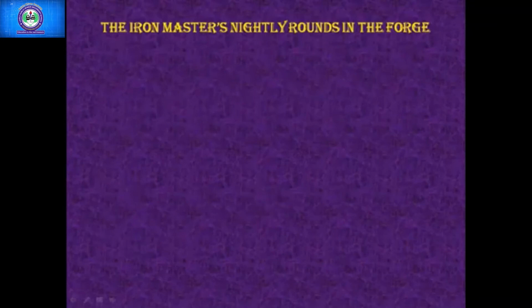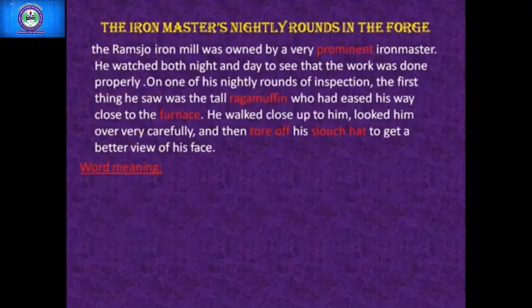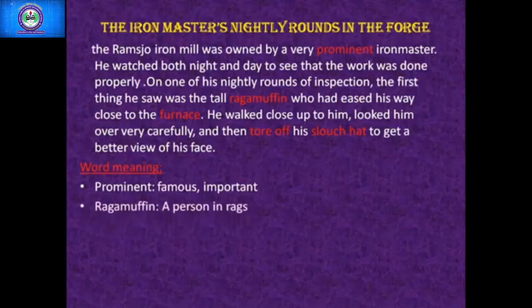He wanted to be the best mill owner. So every day he used to have rounds of the mill. The ironmaster's nightly rounds in the forge. It was night, and the Ramso iron mill was owned by a very prominent ironmaster. He watched both night and day to see that the work was done properly. On one of his nightly rounds of inspection, the first thing he saw was a tall ragamuffin. Ragamuffin is the poor man. Prominent ironmaster means famous ironmaster. Ragamuffin is a person in rags.